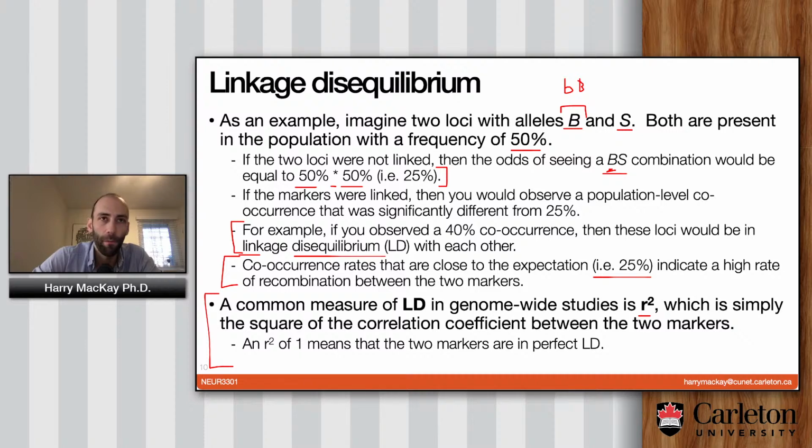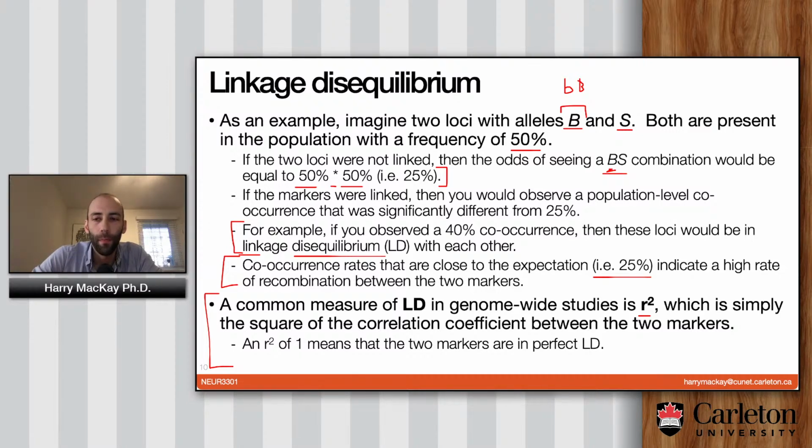So if B and S are perfectly correlated, every time you have big B, you have big S, and every time you have little b, you have little s, and there's never a scenario where you have big B and little s, or the two don't match. That would be a perfect correlation, and it's rarely ever going to be perfect, but typically a high correlation is very strong evidence that these two locations are linked, and a low correlation means that there's no linkage.